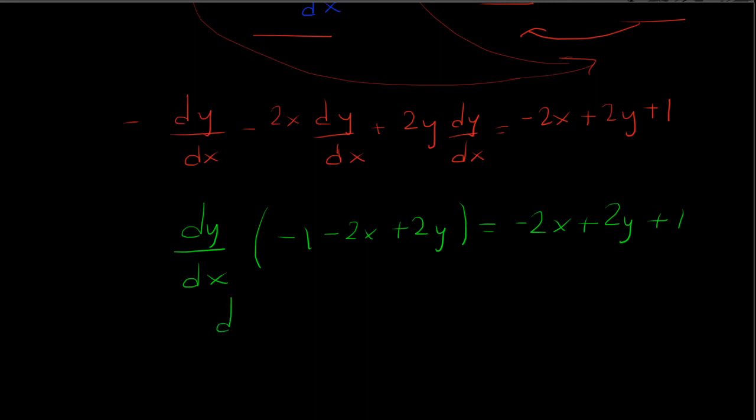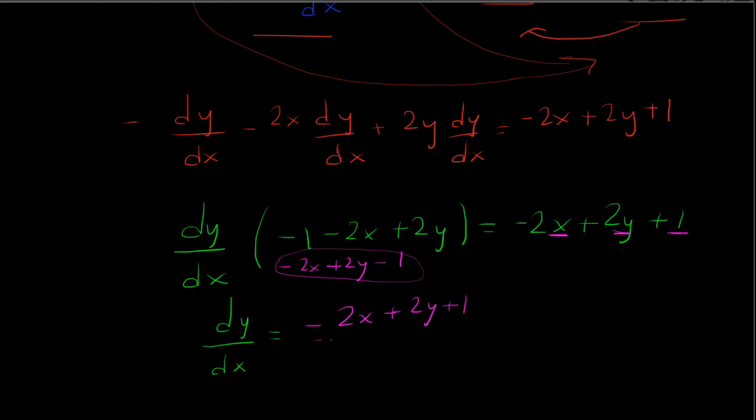And I'm going to divide both sides by negative 1 minus 2x plus 2y. And I'm going to change the order. So notice here that the x is first, so I'm going to think of that as negative 2x. The y is next, so that's plus 2y. And then 1 is at the end, so it would be minus 1. So I'm going to divide by this instead, which is equivalent. So I'm going to have negative 2x plus 2y plus 1 over negative 2x plus 2y minus 1.